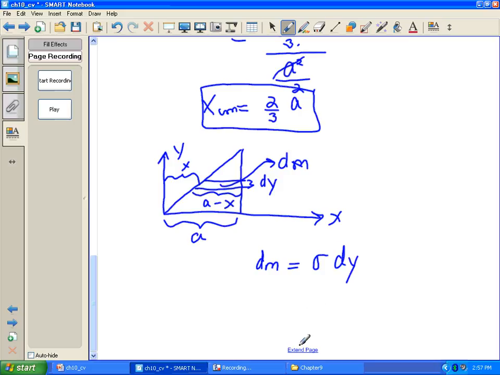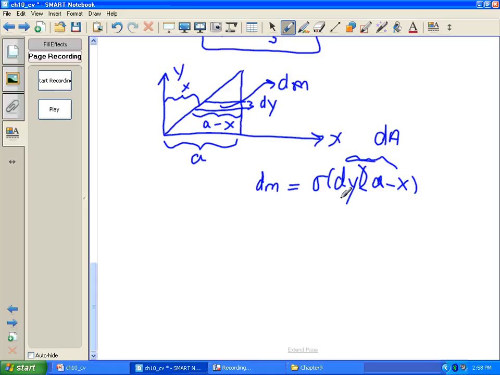So now that we have this, again, dm is equal to sigma times dy times, because it's an area, a minus x. See, this is our dA, right? This is our dA. It's length times width. Again, we want to eliminate the x in favor of the y because now our integral is in y and x has a dependence.